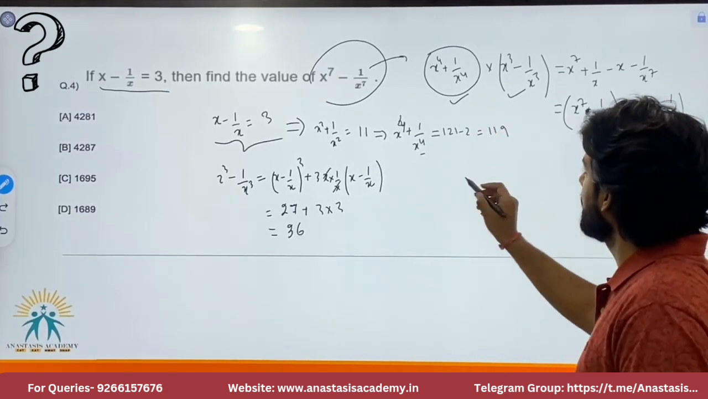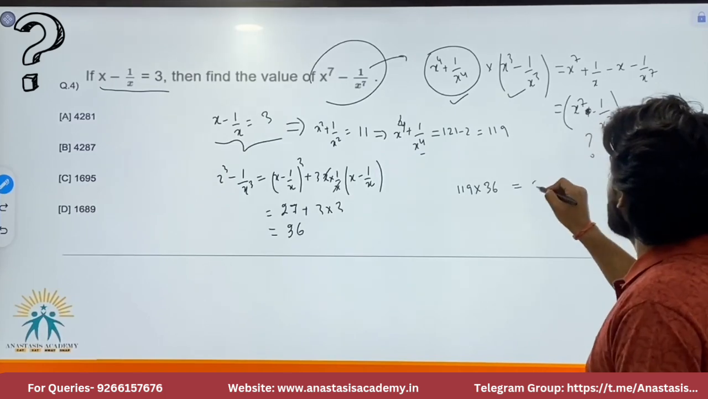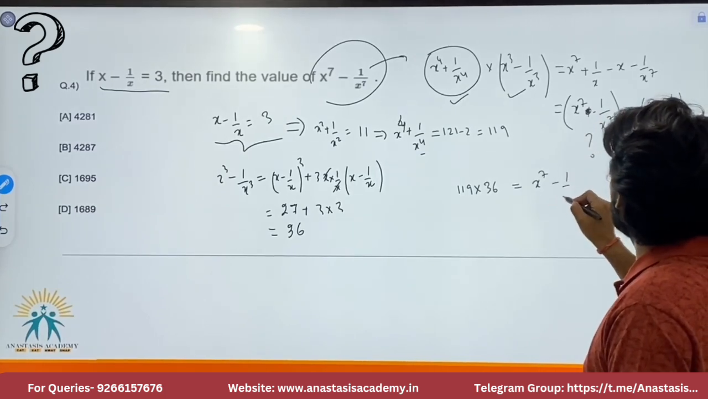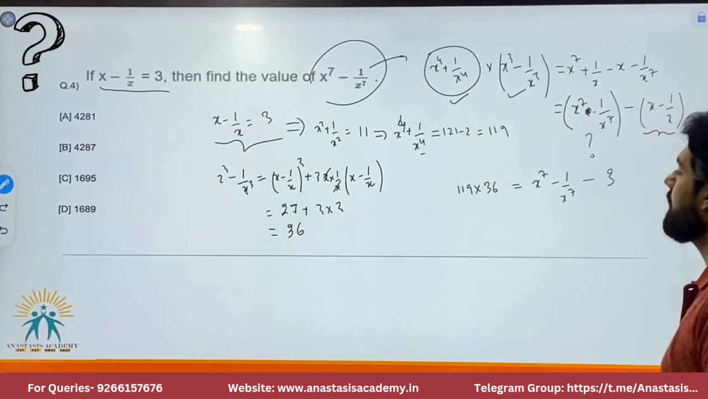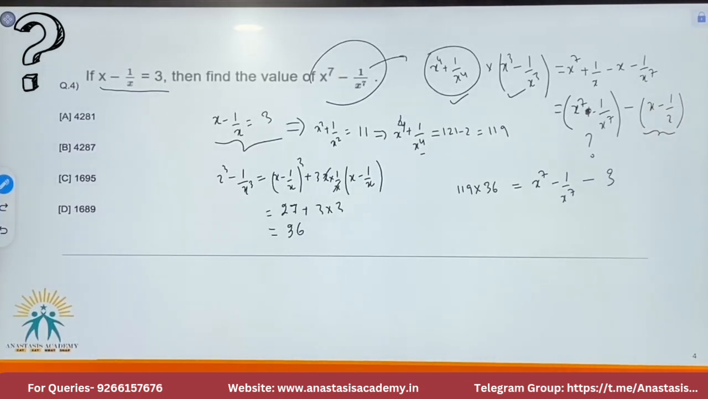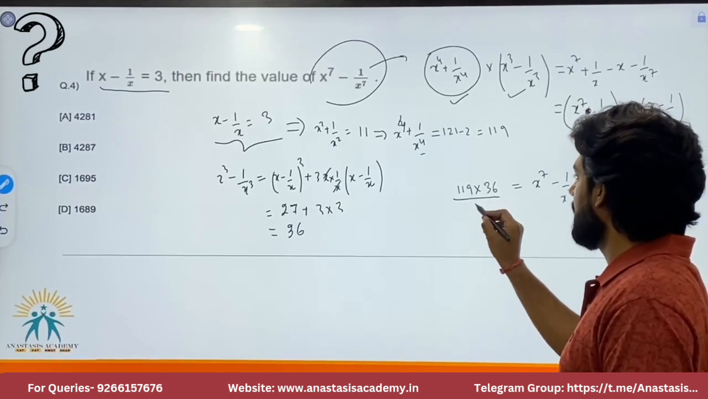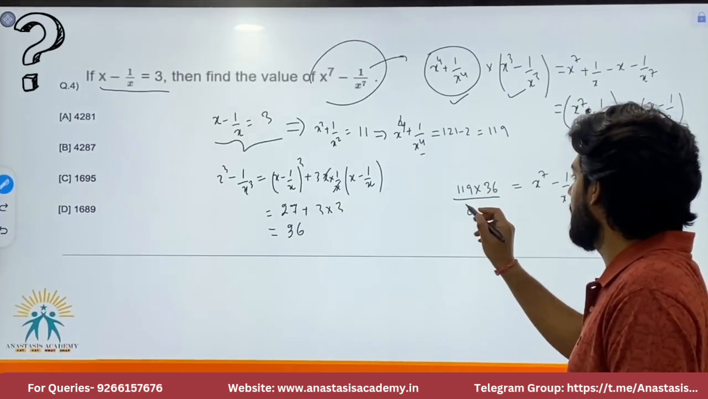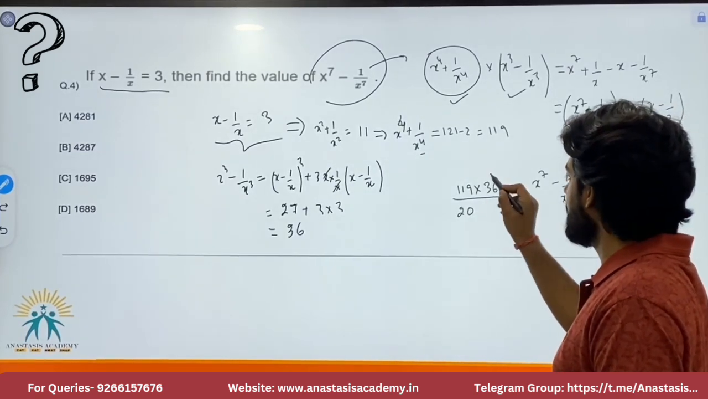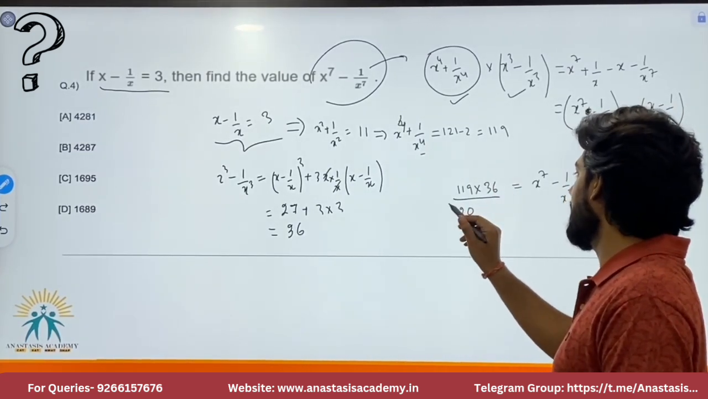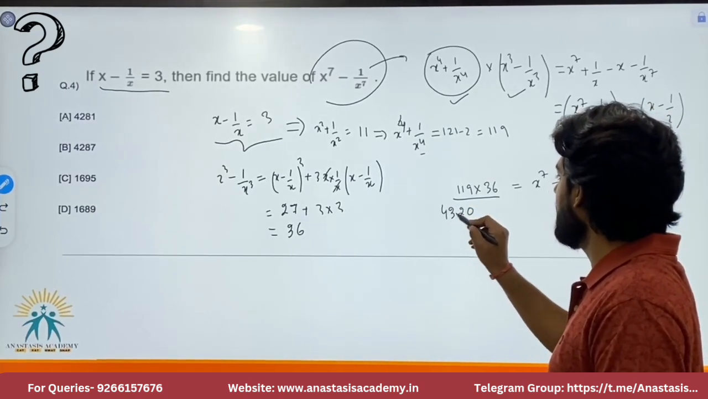Multiplying these two values, we get 119 into 36 is equal to x raised to the power 7 minus 1 upon x raised to the power 7 minus the value of x minus 1 upon x, which is given as 3. Now it is 120 minus 1, I can write it as 12 into 6, 2, 7, 36 into 7, 36 plus 7 is 43.